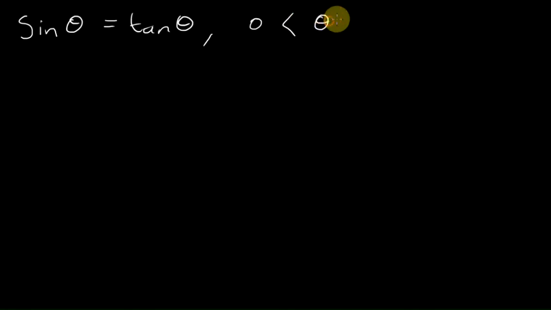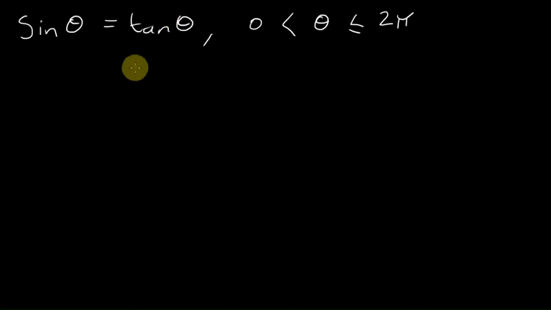Okay, welcome back. So we're going to do another question, and I've picked a lovely question for us to do. So we have sine theta equals tan theta, and let's see, theta will be between 0 and 2 pi. Okay, so we've got sine theta and tan theta.